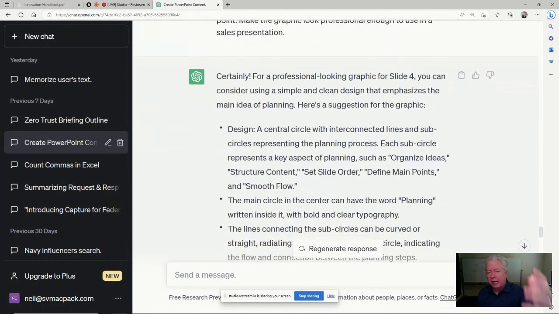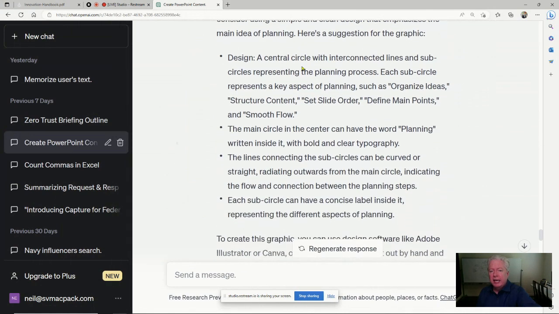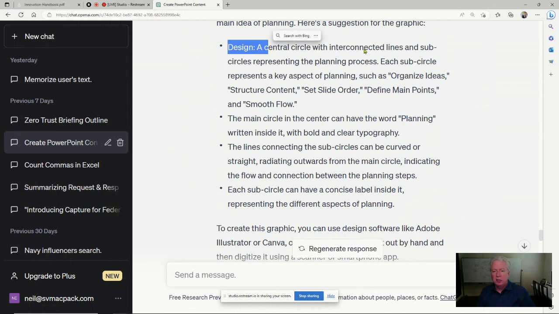So it came back, and I don't want to read this too much, but I want to read this beginning part. It's saying, if you want a professional looking graphic for slide 4, you can consider this outline. And so it began to tell me the outline. Here's a design you can use: a central circle, some outlining bullets. The main circle would have planning. You actually notice that I did that. And then connecting lines can flow through, right? So it gave you the ideas.